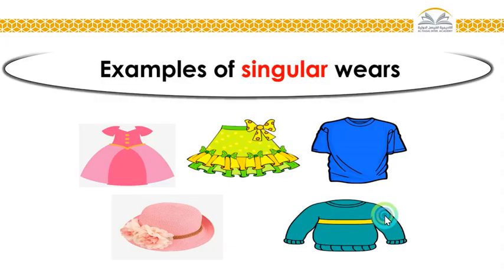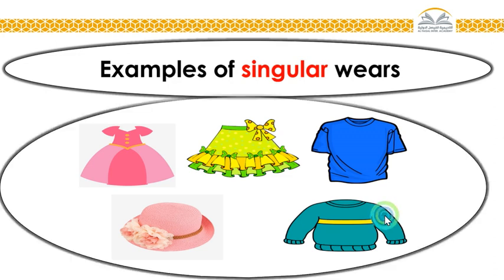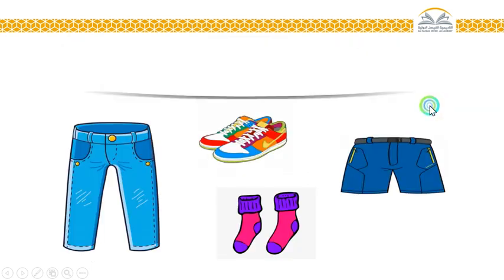So we're going to look at examples of singular words. Remember, singular means one thing. So the dress, the skirt, the shirt, hat, jumper, they are all singular words. You have one body, right? So you have one dress. You have one waist, so you have one skirt. Good.